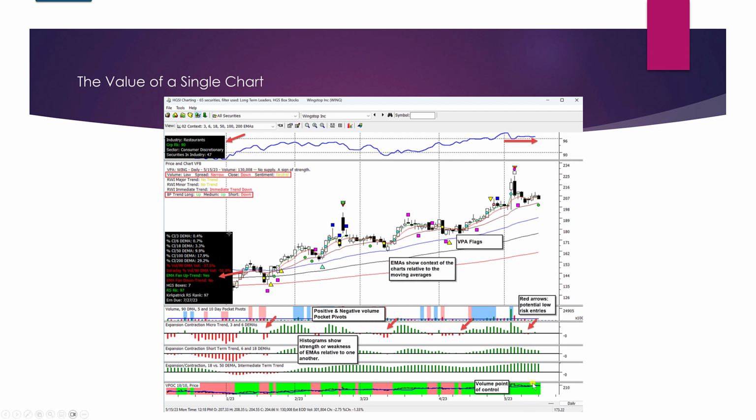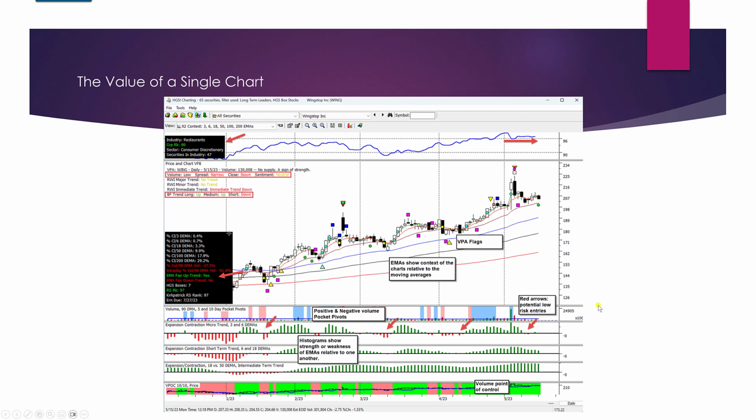And finally, the last indicator on here is the volume point of control, which shows over a 10-day period when volume turned positive, and I'll explain that in a separate video. It's something that you really have to see visually.